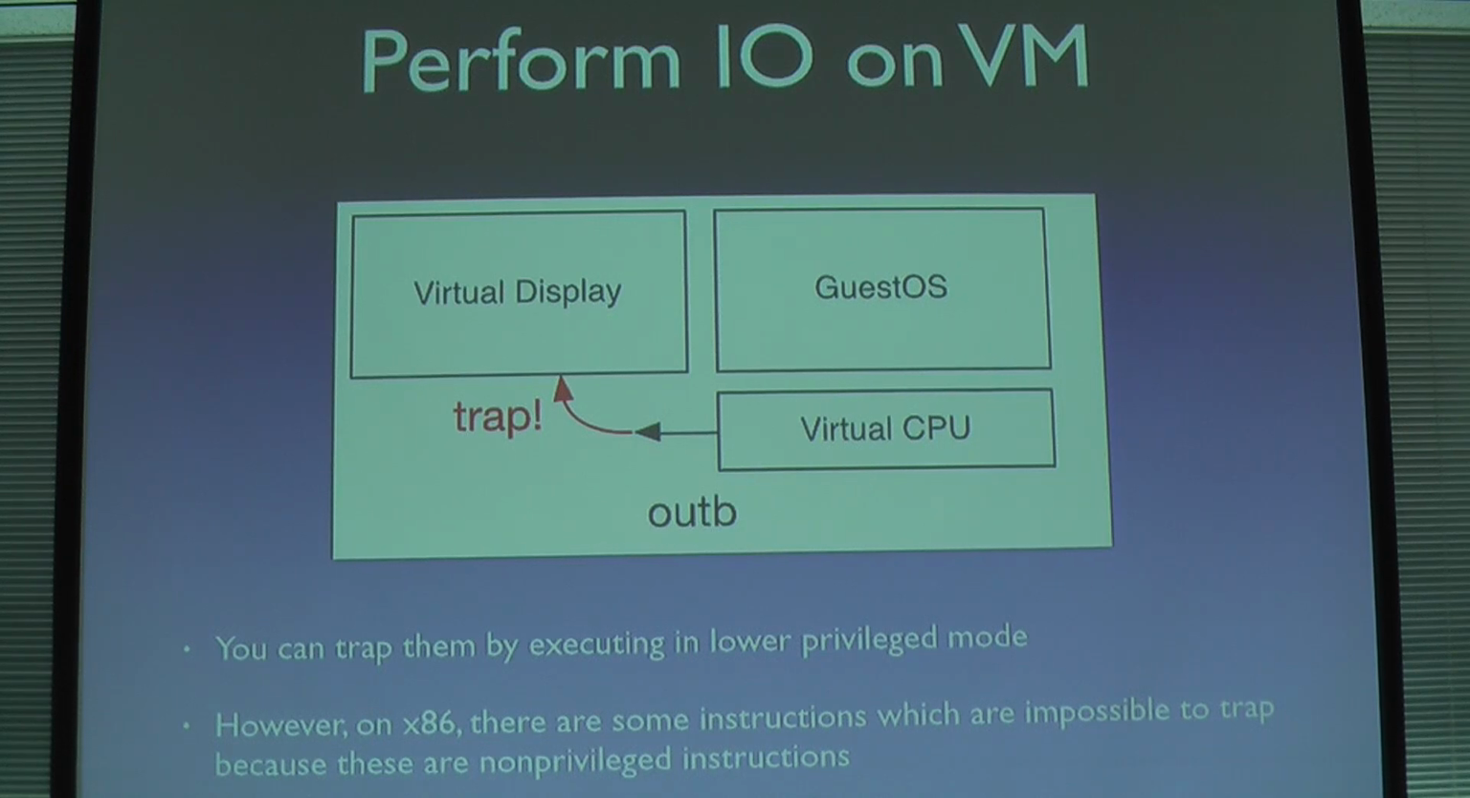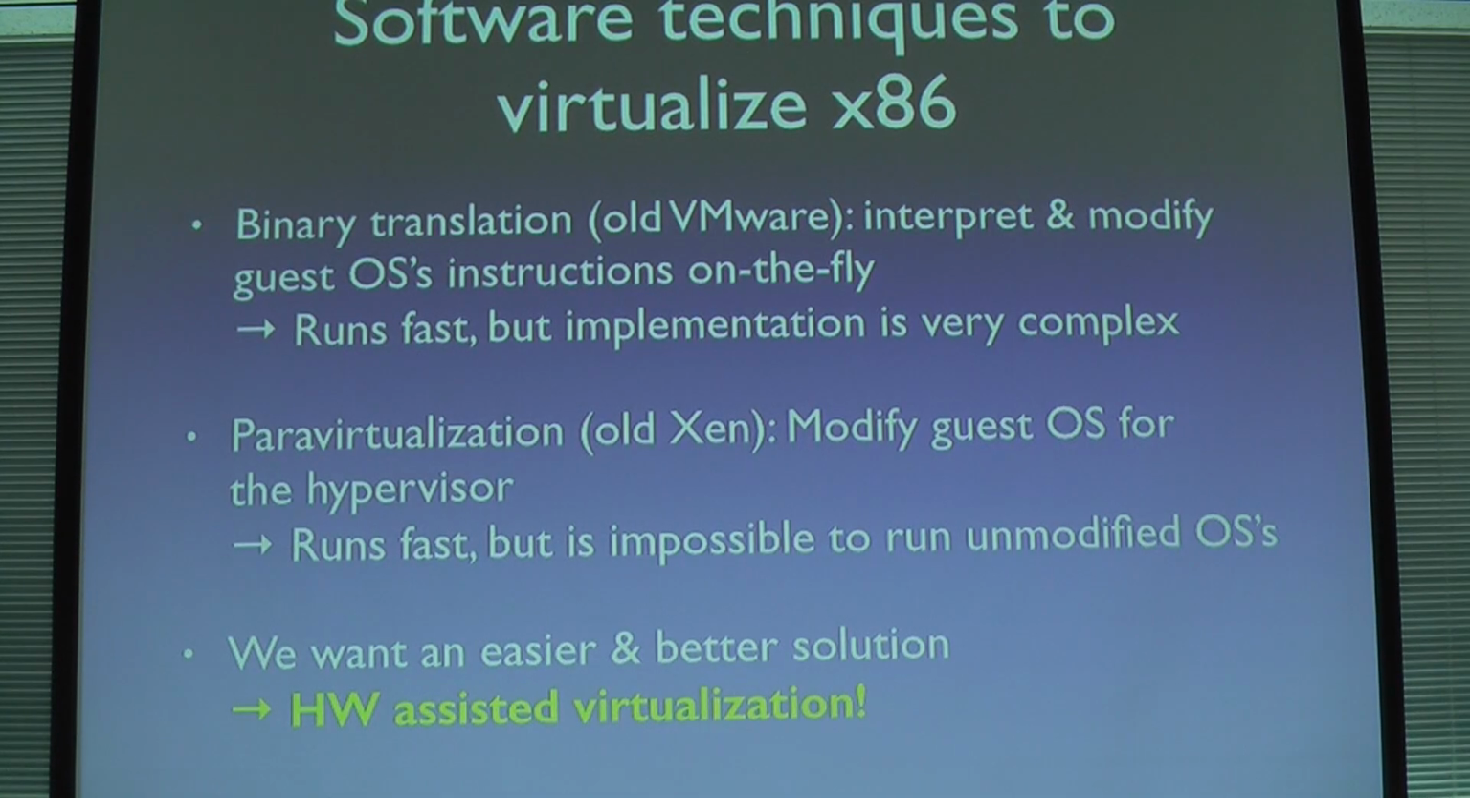How to do that? You can trap the instruction by executing it in a lower privilege mode, like running it in ring 1 or something, because privileged instructions require ring 0. Then if you do that, it causes an exception, and then you can handle it. However, there are some instructions which are not possible to trap, because they are not privileged instructions. Therefore, in x86, you need some more techniques to virtualize x86.